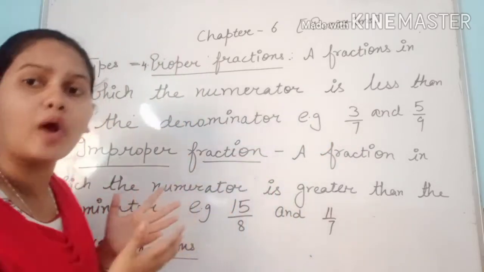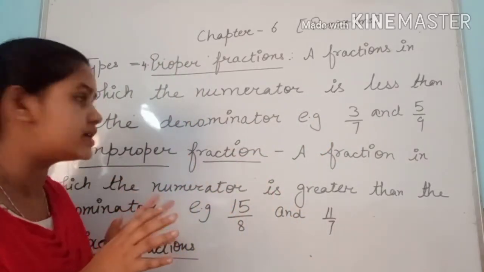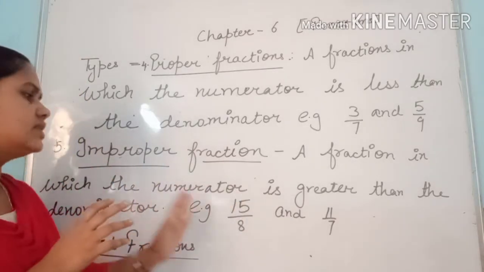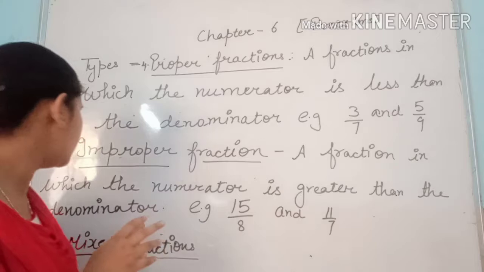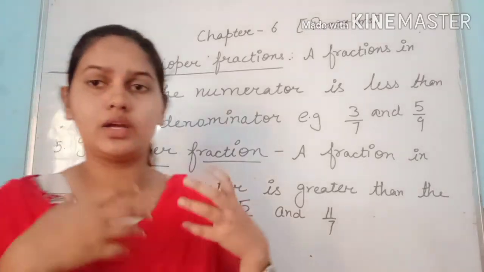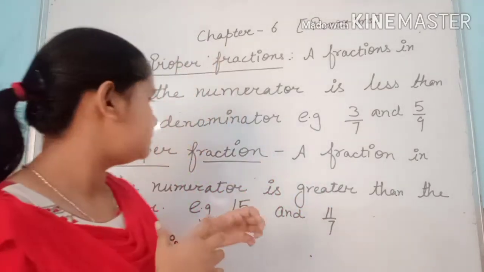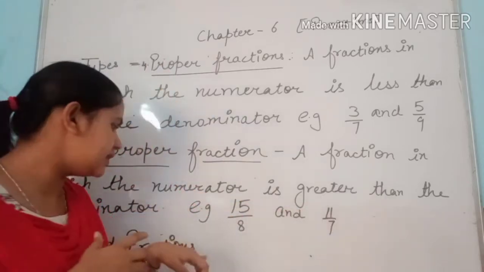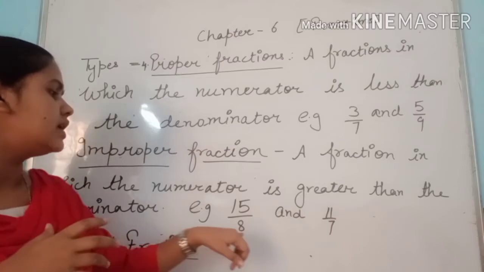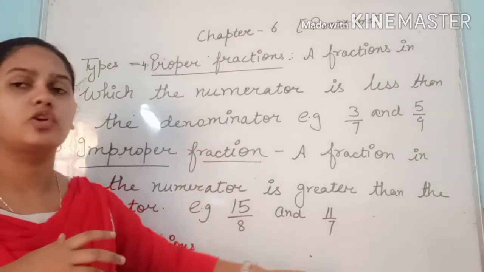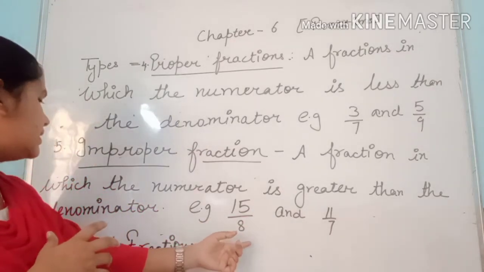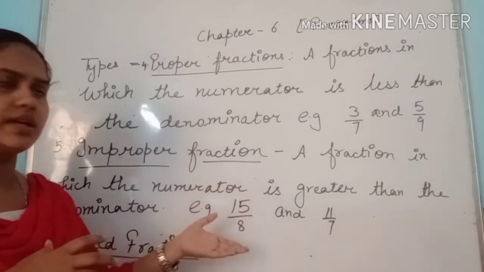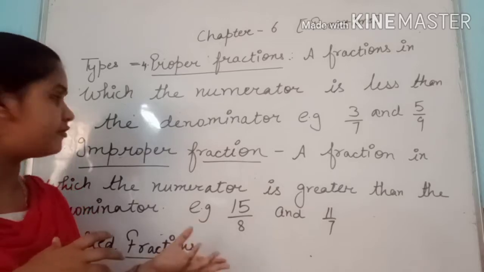Come to improper, which means that is not proper for us. Why? Because it is a fraction in which the numerator is greater than the denominator. For example 15/18 and 11/7. You can see the denominator is less than the numerator. So you can simply say what an improper fraction is.